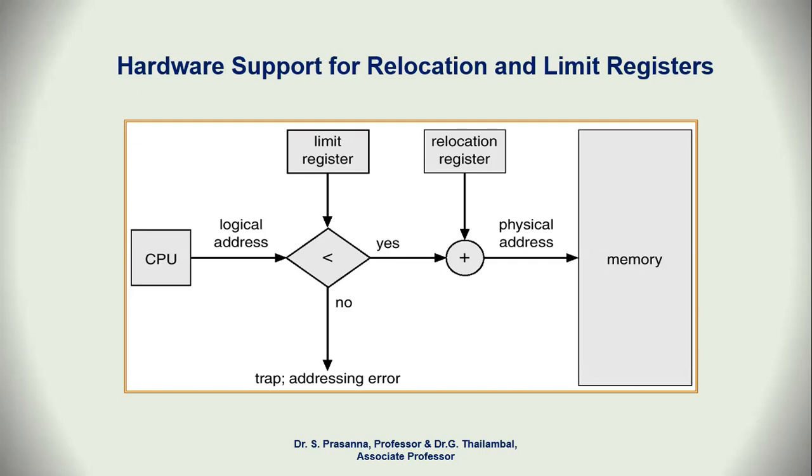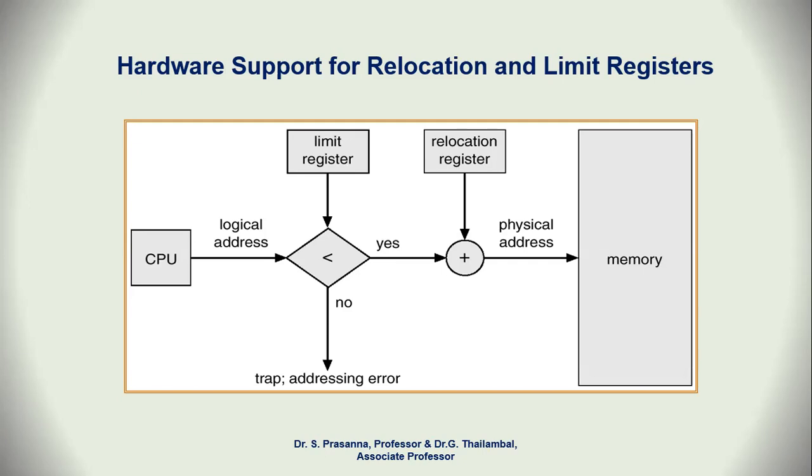If it is greater than the limit register, that is, 11 greater than 10, then it is not possible. So when it is less than the limit register, we can go for the relocation register. Actually your program is stored in 401 to 410. So the relocation register will contain 400, and the logical address given by the user is 10. That is the starting address of your program.